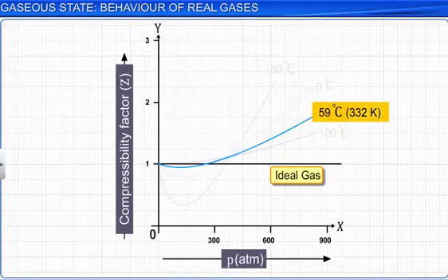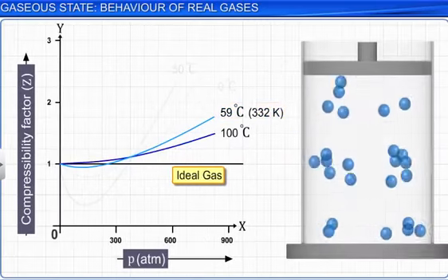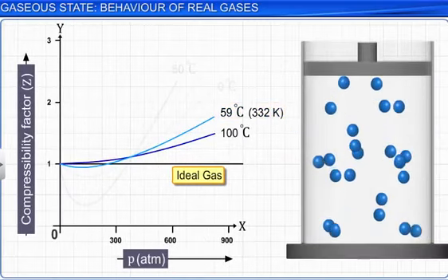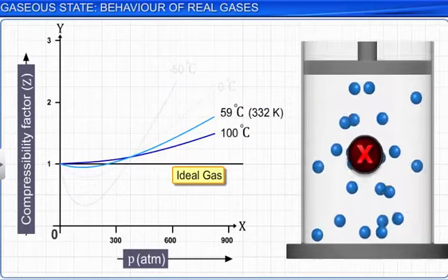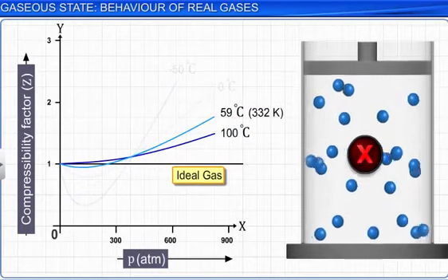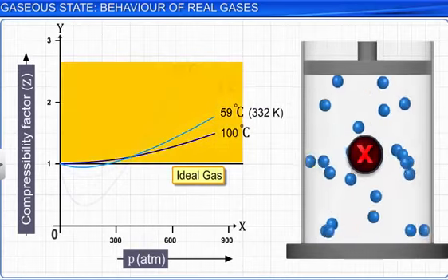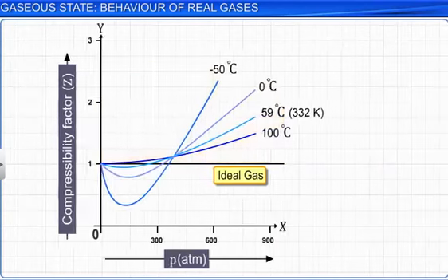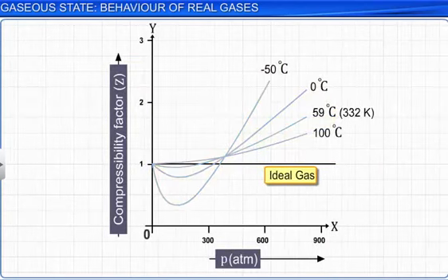Above Boyle temperature, real gases are difficult to compress and the Z value is greater than 1. Below Boyle temperature, real gases first show a decrease in the value of Z, then reach a minimum, and with the increase of pressure, the Z value increases continuously. Thus, at low pressure and high temperature, gases show ideal behavior.